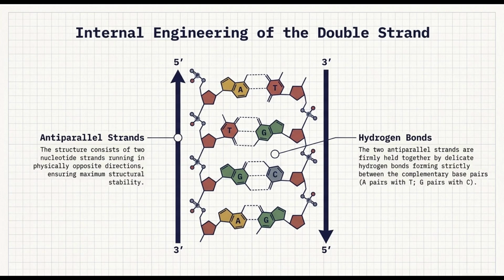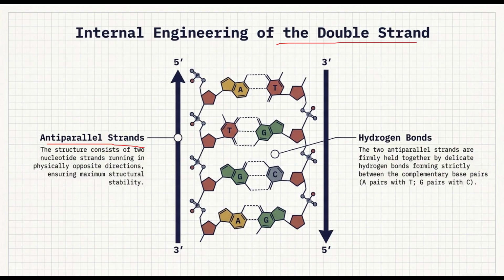Now let's see the shape of the double strand in detail. So as you can see here, the complementary base pairing. In DNA, adenine pairs with the thymine and guanine pairs with the cytosine, right? So these complementary pairs are held together by hydrogen bonds, helping maintain the stability of the DNA molecule.